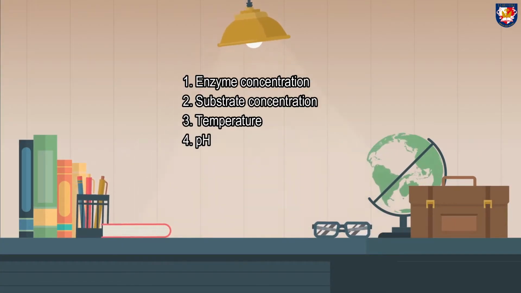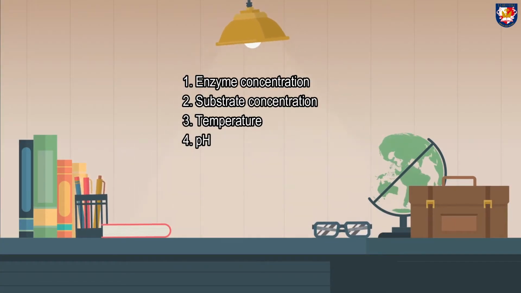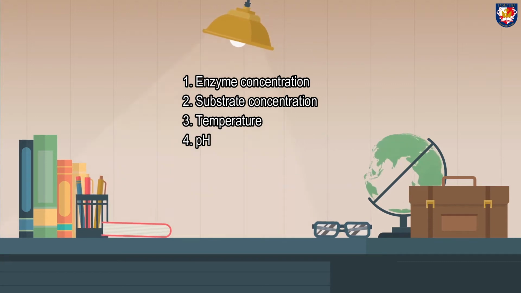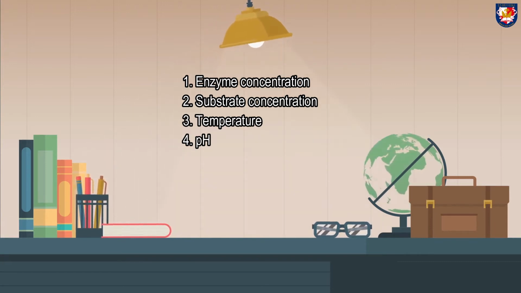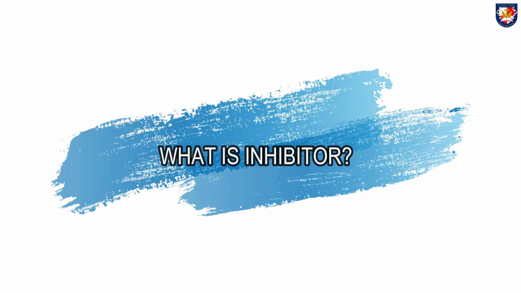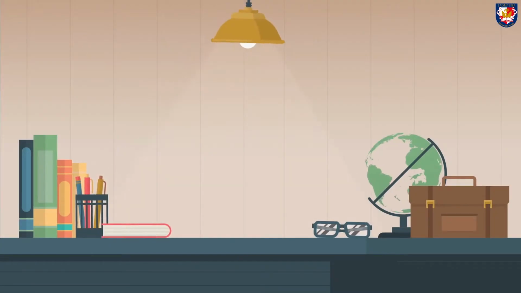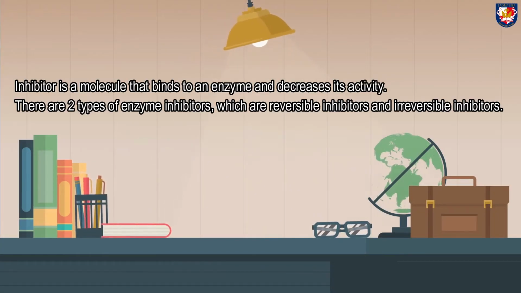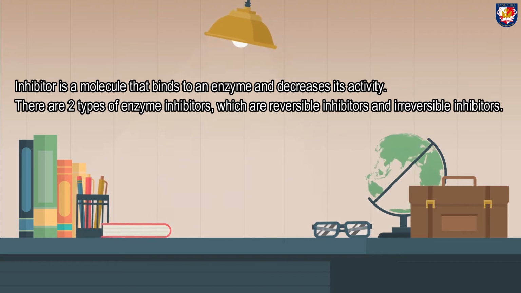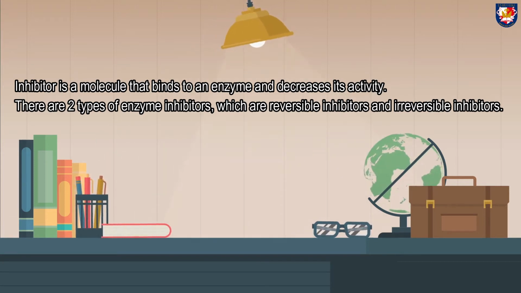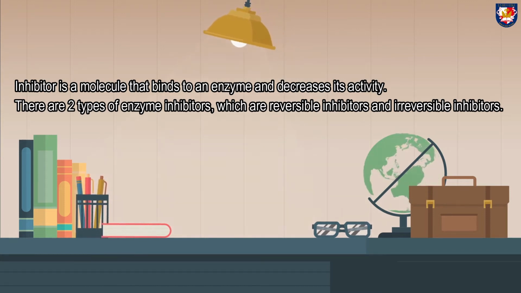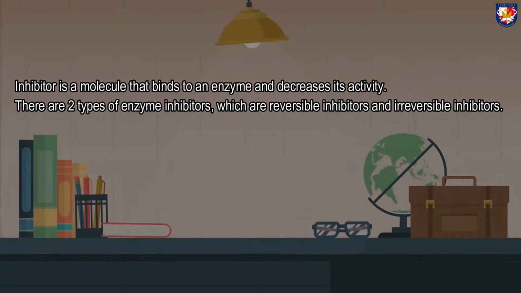First, enzyme concentration. Second, substrate concentration. Third, temperature. Fourth, pH. What is an inhibitor? An inhibitor is a molecule that binds to an enzyme and decreases its activity. There are two types of enzyme inhibitors, which are reversible inhibitors and irreversible inhibitors.